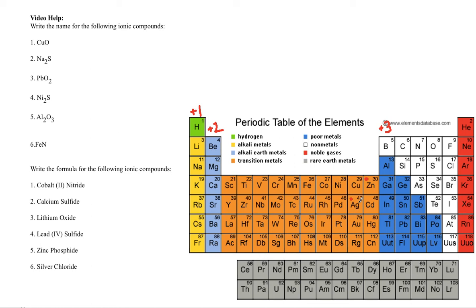Otherwise, if we're having to write the name of an ionic compound and it has transition metals that are not Ag or zinc, then you need to include the charge so that people know what exactly you're talking about. So let's actually go through this.